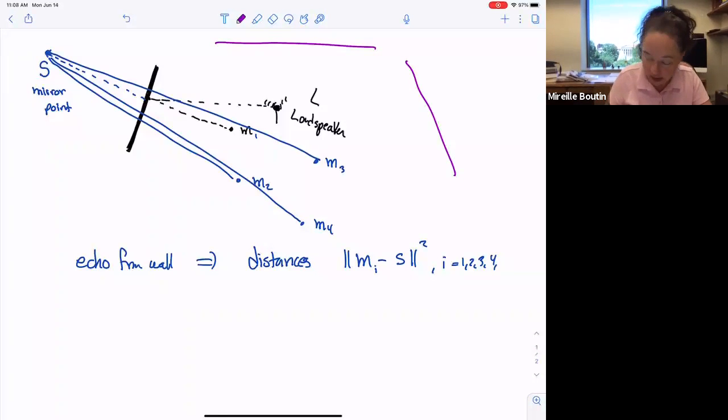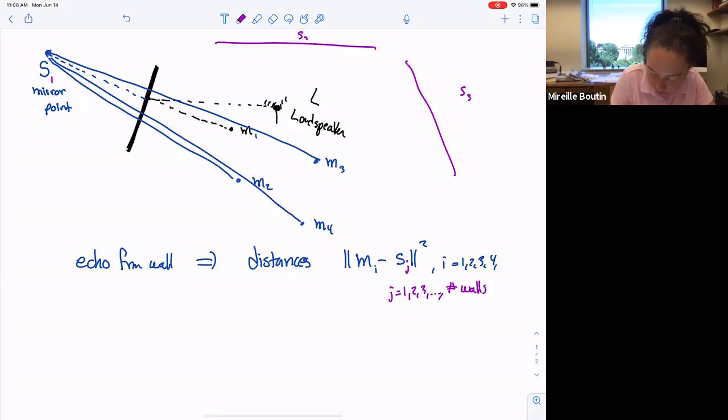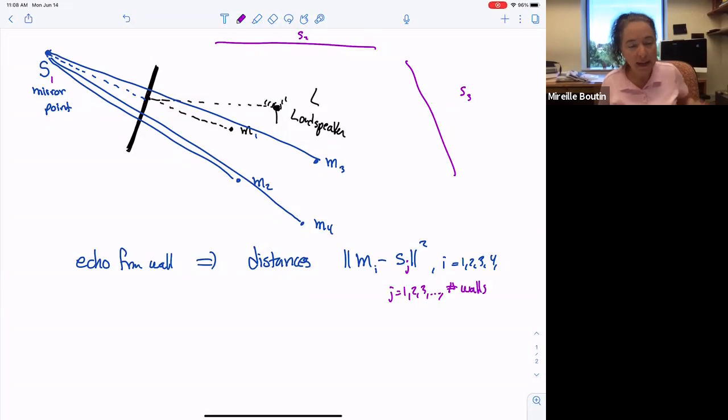So at the end of the day, I'm going to end up with a bunch of distances for each microphone. So let's say this is S1, this is my wall S2, and this is my wall S3. I'm going to have distances Mi minus Sj, i ranging from 1 to 4, and j ranging from 1 up to the number of walls. So I have a bunch of distances, and because they're echoes, I don't actually know which echo corresponds to which wall. I don't have a label to say this echo came from wall 1 or wall 3, so I'm going to lose some of my labels.